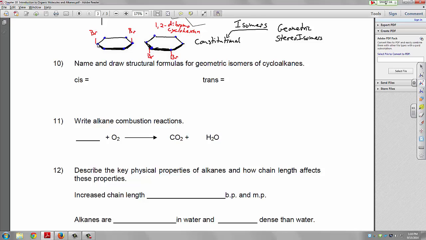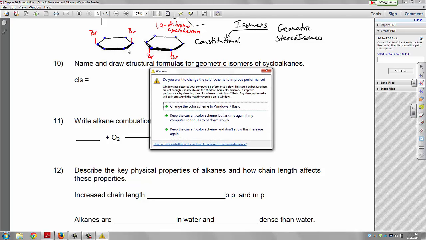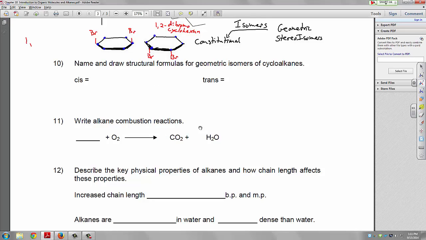This compound on the left, these bromines are not on adjacent carbons. It's 1, 2, 3, 4. If we go around the backside clockwise, if we go around the front counterclockwise, 1, 2, 3, 4, it's still 1, 4. So this is still a dibromo, but it's 1,4-dibromocyclohexane.